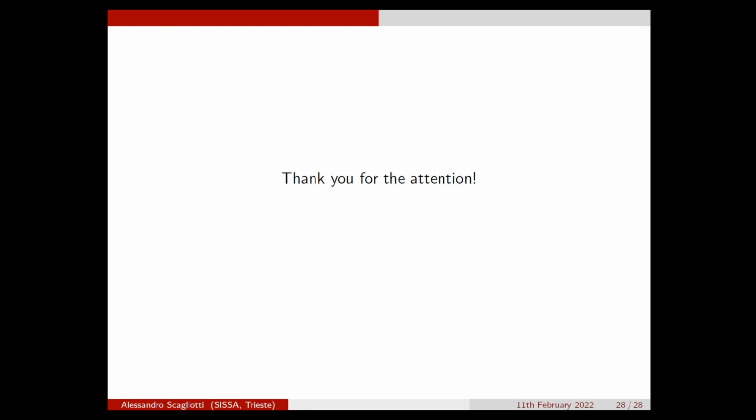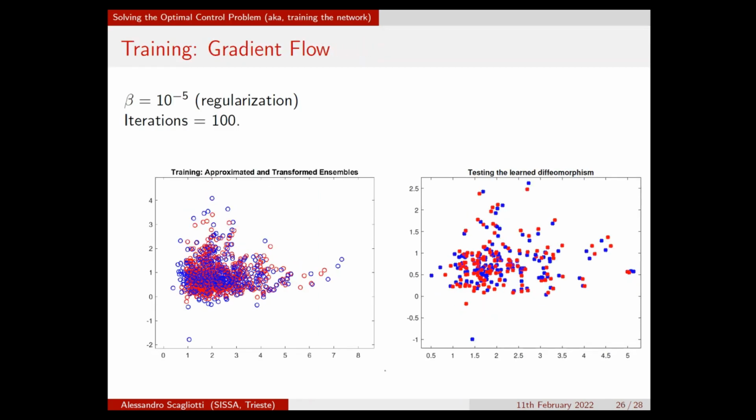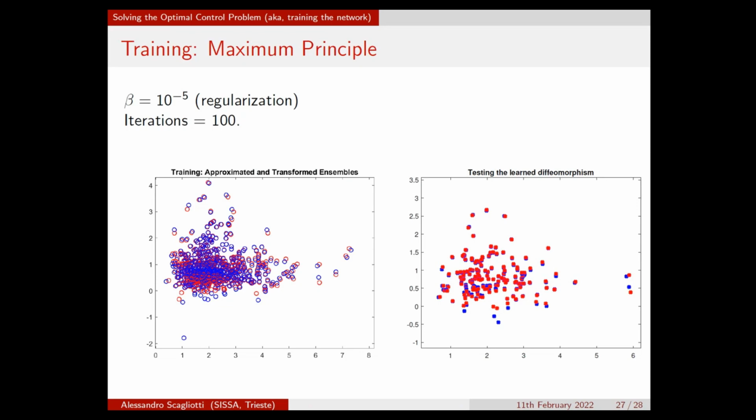And the last two graphs. The red dots and the blue dots are the function in the diffeomorphism we want to approximate?